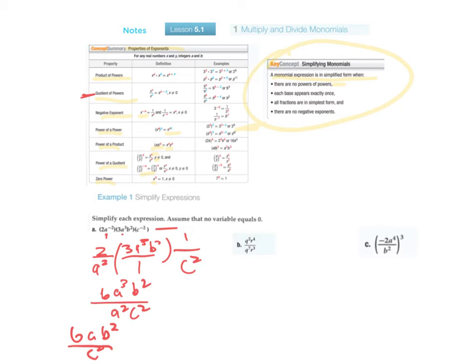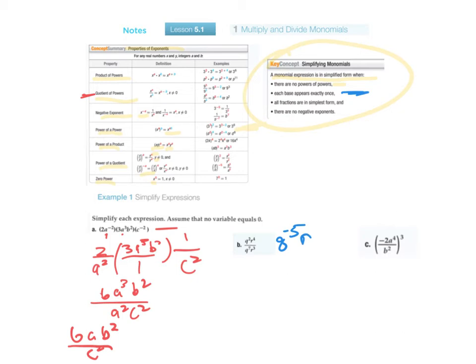I have Q's, I have R's, so the bases. I'm talking about this part right here where each base appears exactly once. So I'm going to subtract the exponents. If I subtract 2 minus 7, I'm going to get negative 5. And then the R, 4 minus 3, is just a 1.